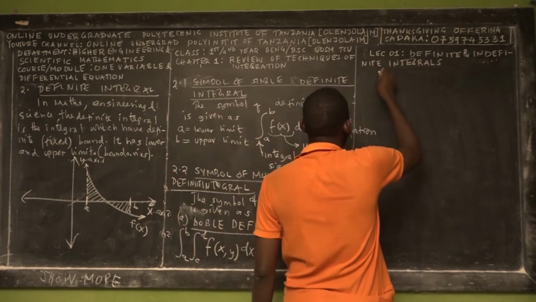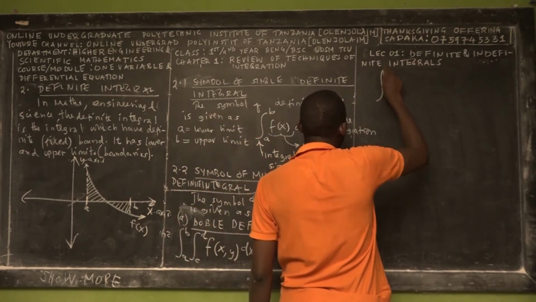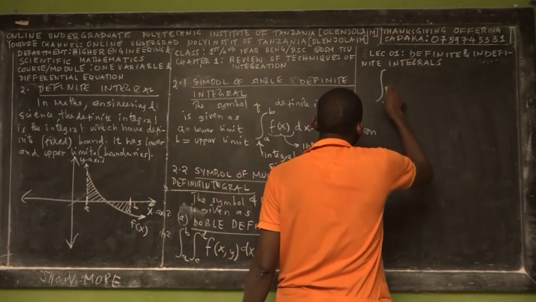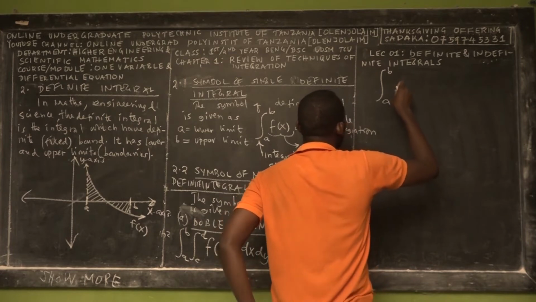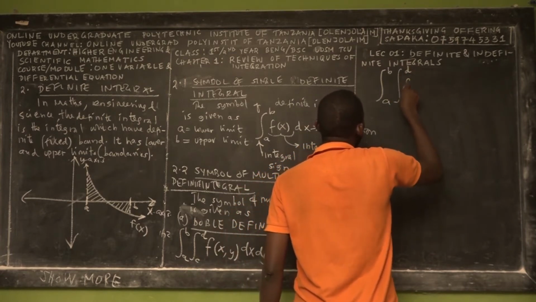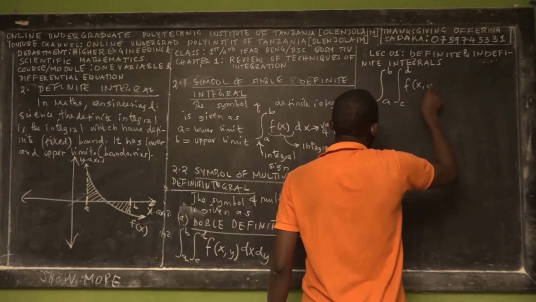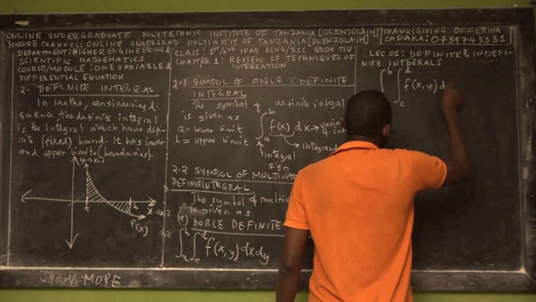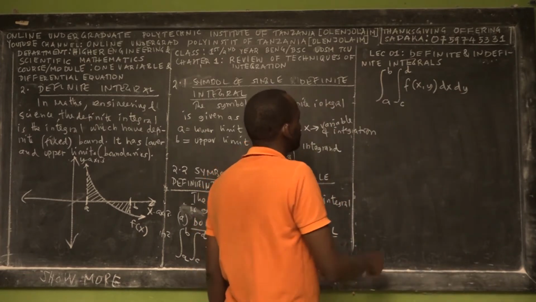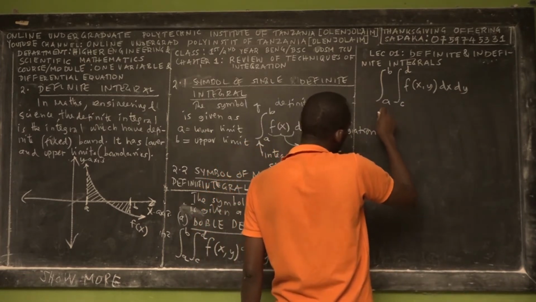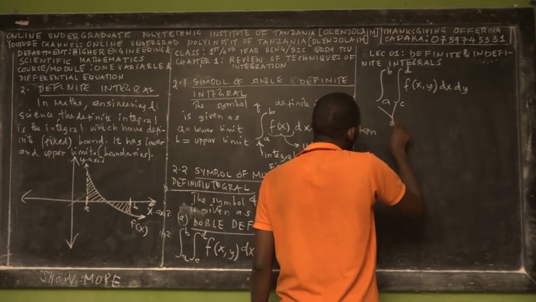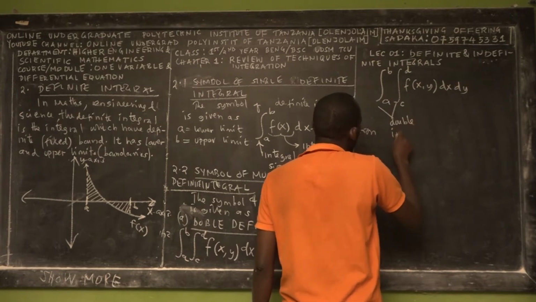So from this symbol of the double definite integral from A to B, then we integrate from C to D. We have a function f of x comma y, dx dy. So this one, remember that these two signs, we call them double integral signs.